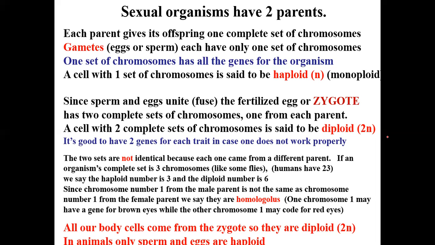All of our body cells come from the zygote, so they're diploid. We have diploid cells and a diploid situation in every one of our cells. The only ones that are not diploid in animals are eggs and sperm.